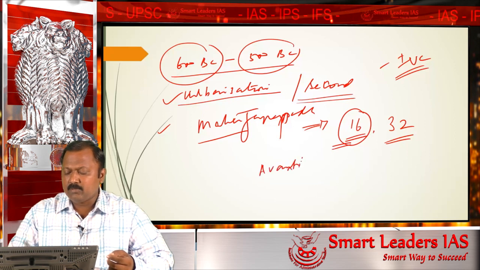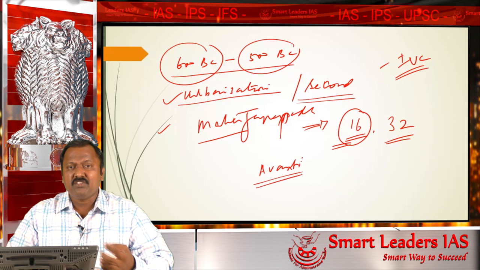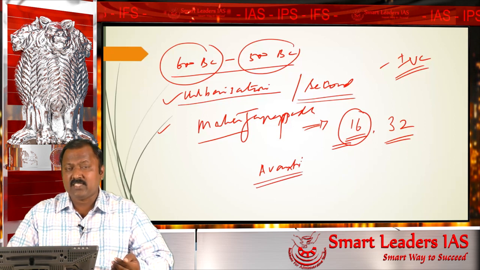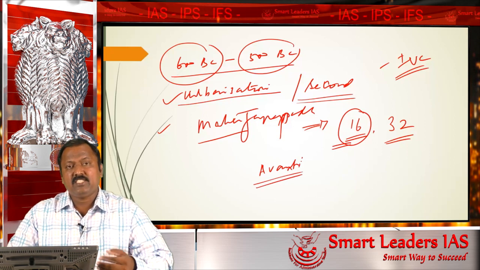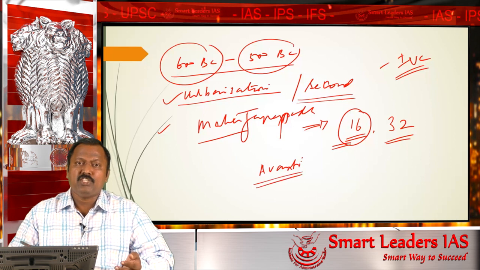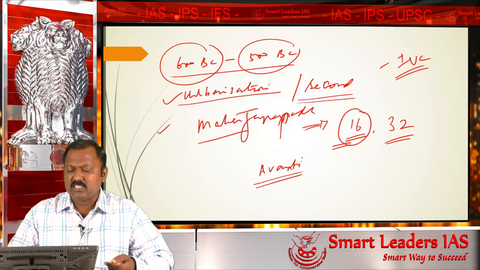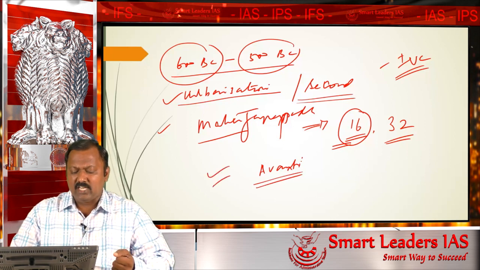This Avanti Mahajanapada is located in the Deccan region. All other 15 Mahajanapadas were spread in the region starting from Kabul up to the region of Bengal. All these Mahajanapadas were spread, and this is the period of Mahajanapadas.